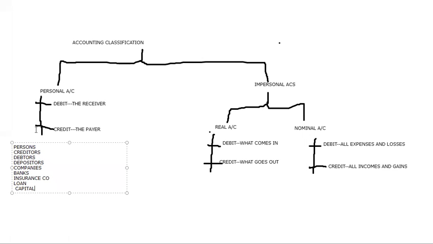So whoever is registered under a company, they will all by default be called persons. That is the reason insurance companies, bank companies, loan companies, everything is called a personal account. They all come under personal, and their rule should always be debit the receiver, credit the payer, or credit the giver, as we usually call it. So payer or giver.